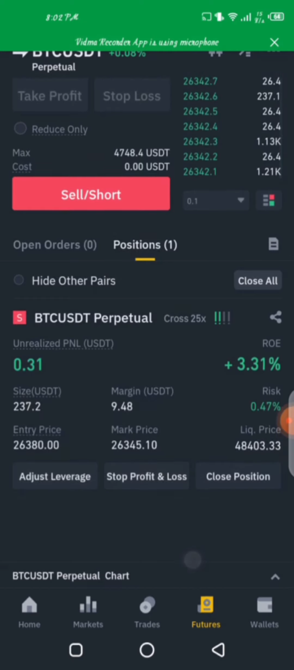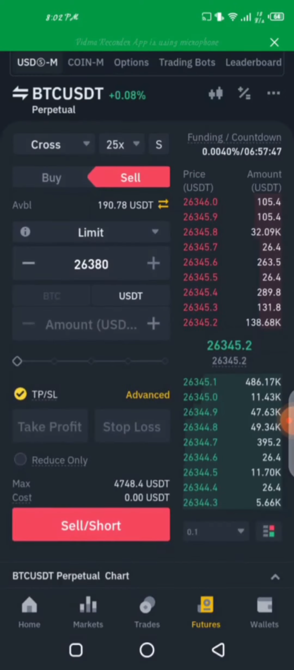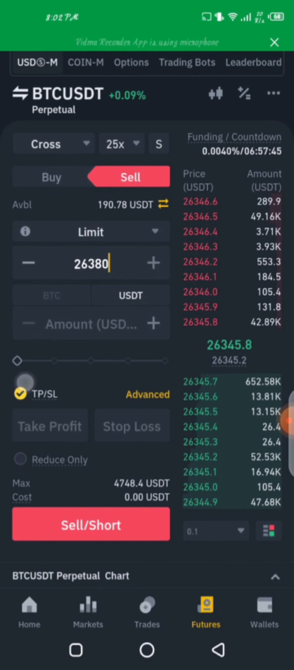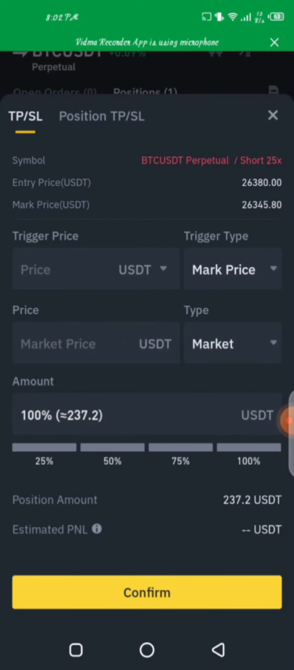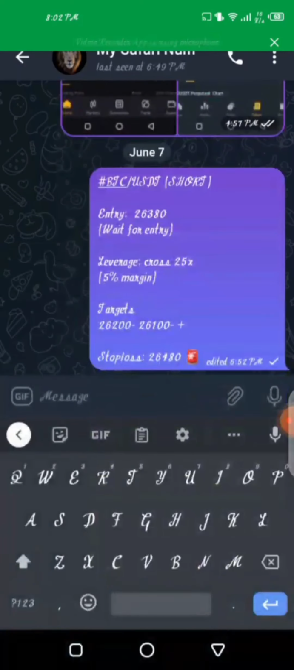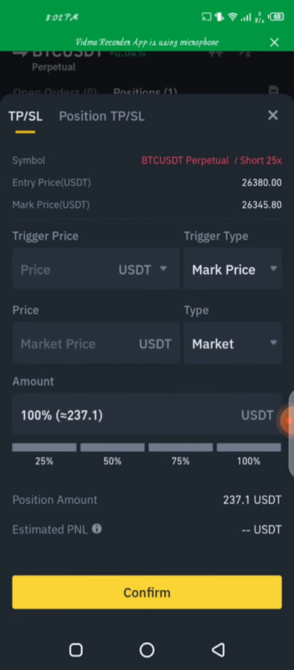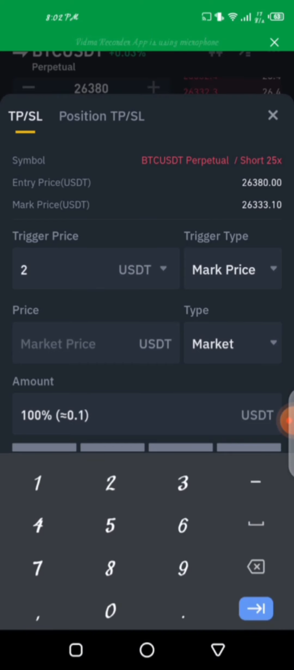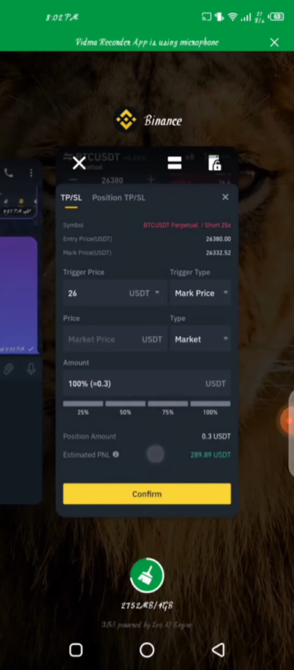So how do I set my take profit and stop loss now? It's either I click here to set, but I prefer to do it here. So I come here. Once I come here, I had to readjust the signal. So now this is my entry, cross 25, target is 26,200. So I come here, change to market price, 26,200.